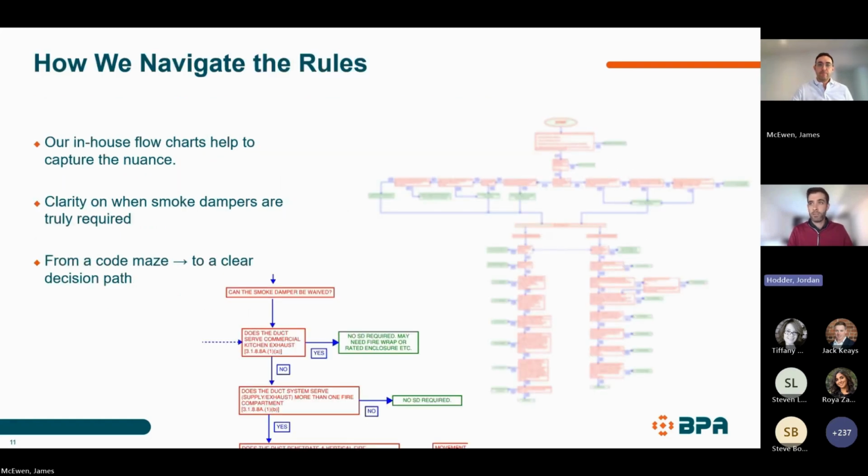And then how do we actually navigate the rules? So as Jack alluded to, there's lots of different opportunities where we can waive the requirement for smoke dampers or fire dampers even to reduce the cost of the project. One thing that we've found is that the code itself, it's 1,200 pages, and there's a lot of references in one section to another section to another section. So you kind of have to follow the breadcrumbs once you really do a deep dive in some of these complex situations. So we've created an in-house flow chart to really help us capture those nuances and created a decision tree. And for us, it provided some clarity on where we actually need to provide smoke dampers. And it's given us a bit of a decision path to removing them.